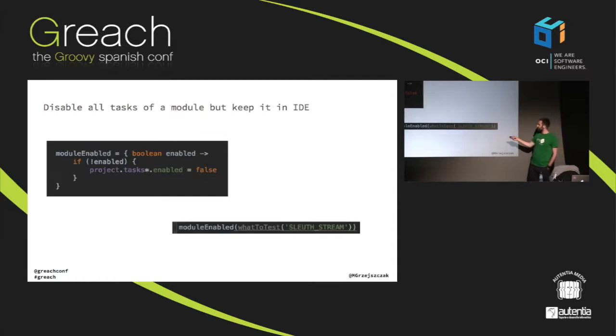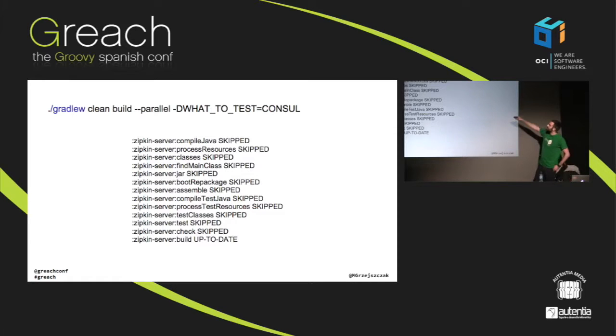So if somebody passes like Sleuth stream as a what to test thing, the module will be enabled. If not, all the tasks of the module will be disabled. So here you have an example. If I run like what to test equals to Consul, all the Zipkin server tasks will be skipped. And you can do the very same approach in your builds to speed up the building process.